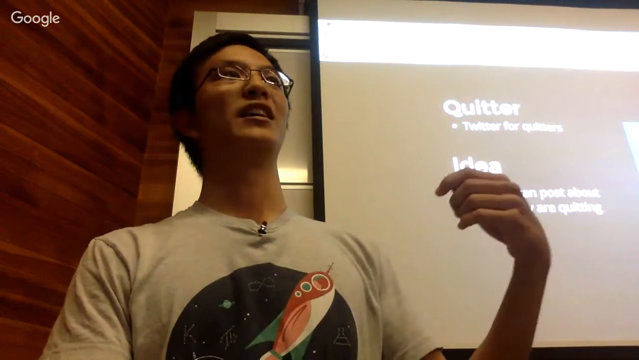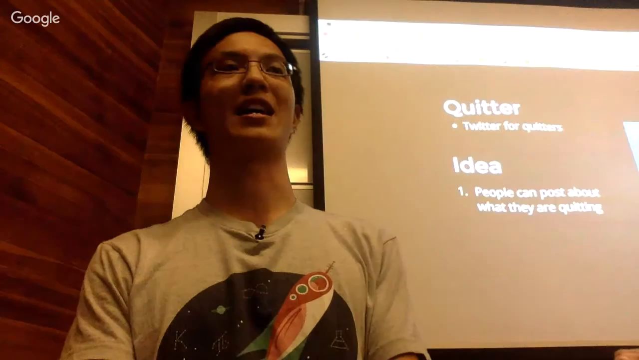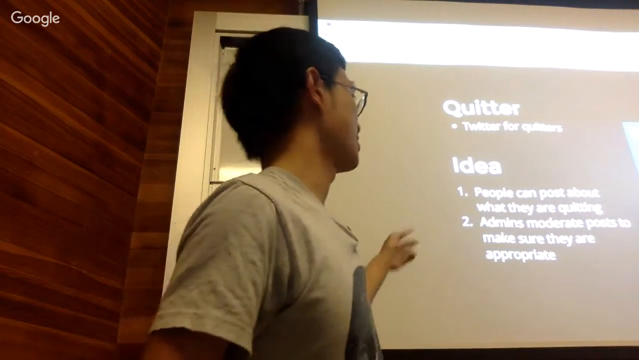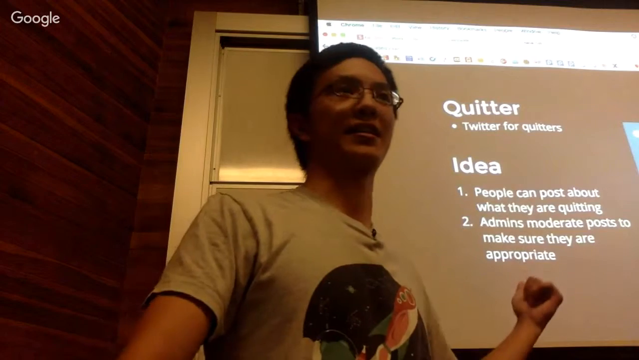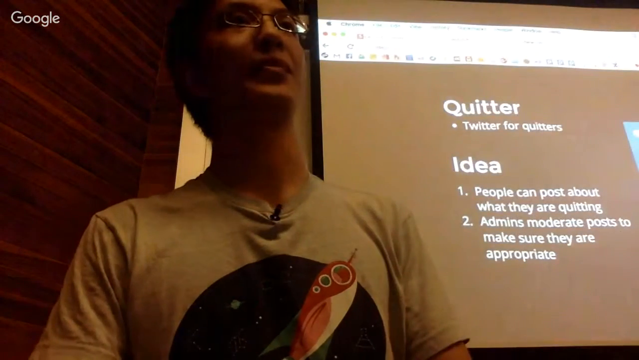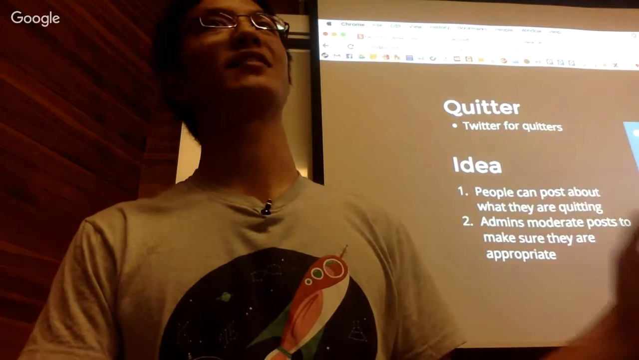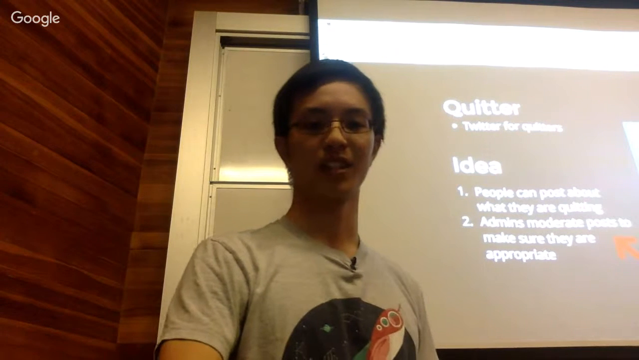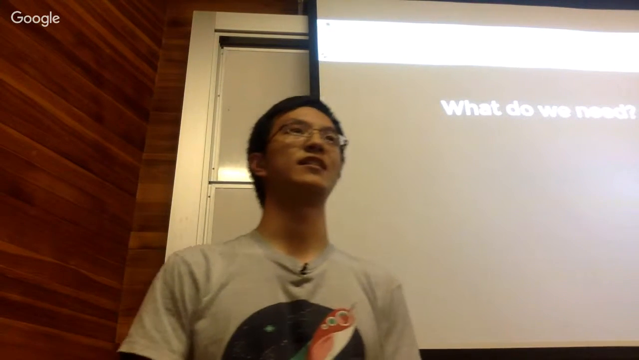So here are the main features of this app. People can post about what they're quitting. And admins will moderate posts to make sure they're appropriate. This is something we'll get to next time. But today we're focusing on number 1. We'll have people in the app, and the people can post quits about what they're quitting. All right, so what do we need?